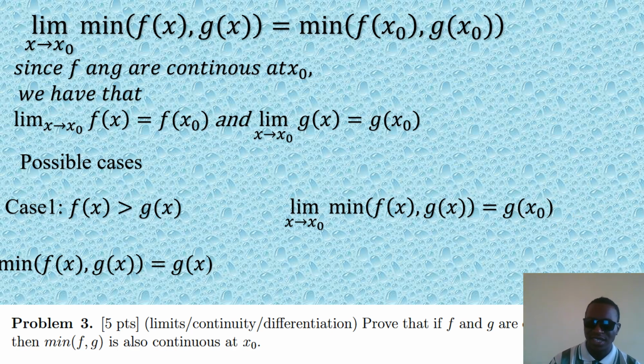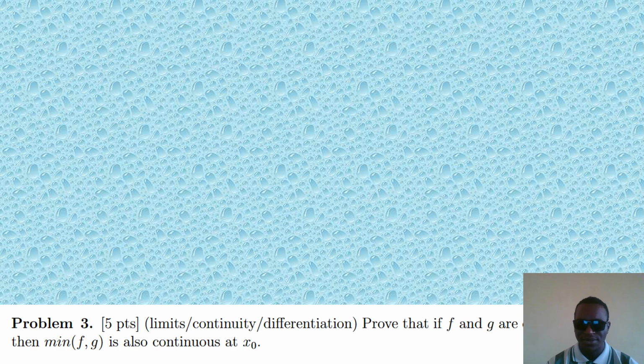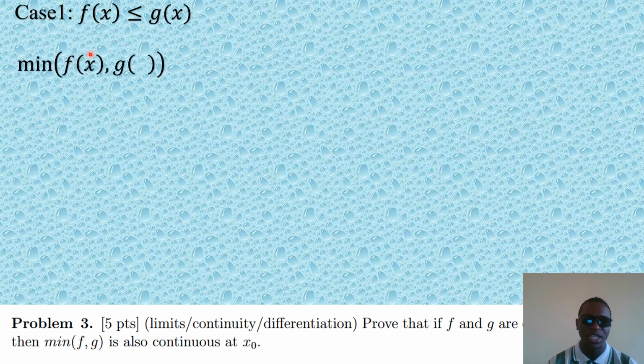That's the first case. Now our case 2, the second case, is when f of x is less than g of x, or if they are equal, less than or equal to, so the equality is included at once. I do not want to break it down again. If f of x is less than g of x, it means the minimum of the two will be f of x, the smallest one.